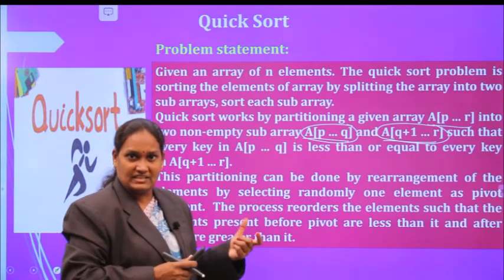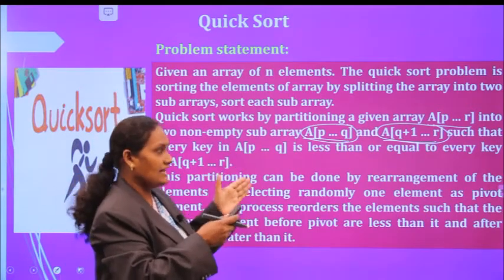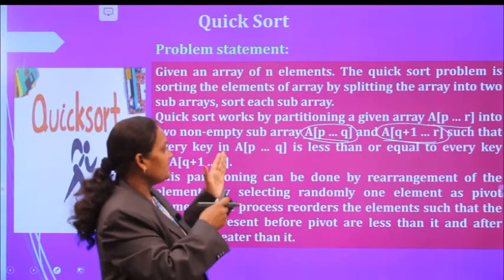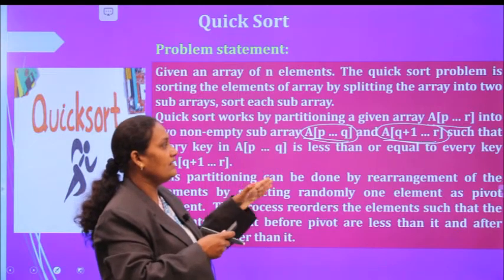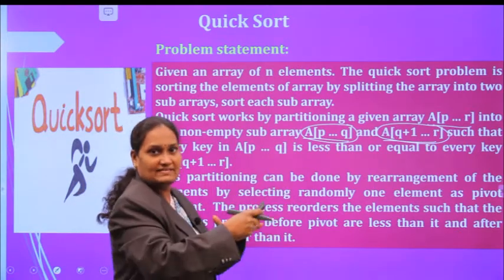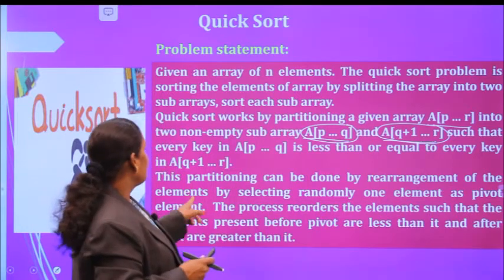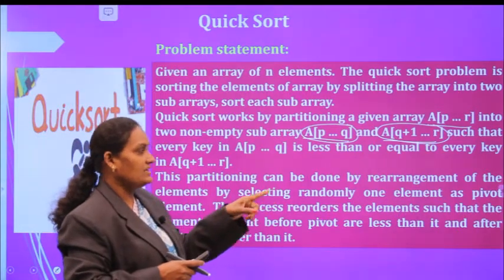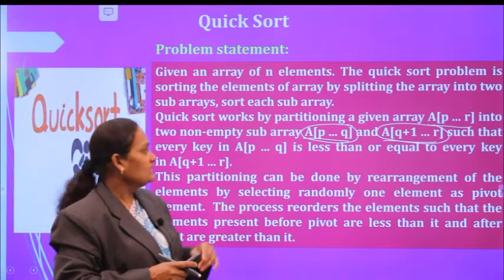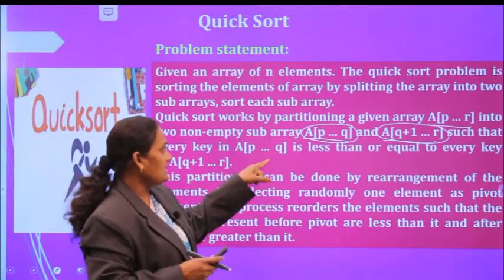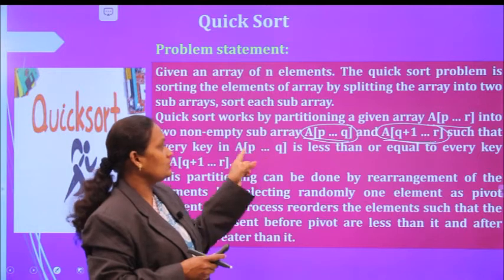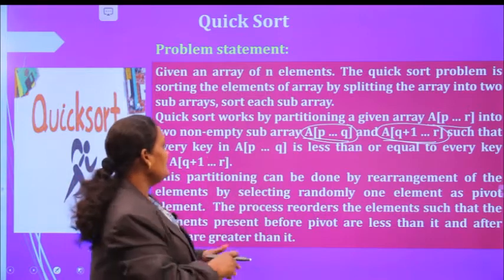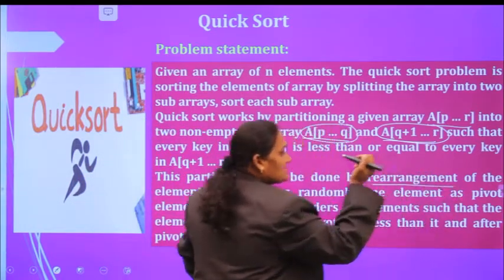How is partitioning done in quicksort? The given array is divided into two subarrays in such a way that the elements in the first subarray are less than or equal to the elements present in the second subarray. This partitioning can be done by rearrangement of the elements, by randomly selecting one element as the pivot element. Now we are saying that in quicksort, the array is partitioned into two subarrays. How is this partitioning done? It is done by the rearrangement of elements.